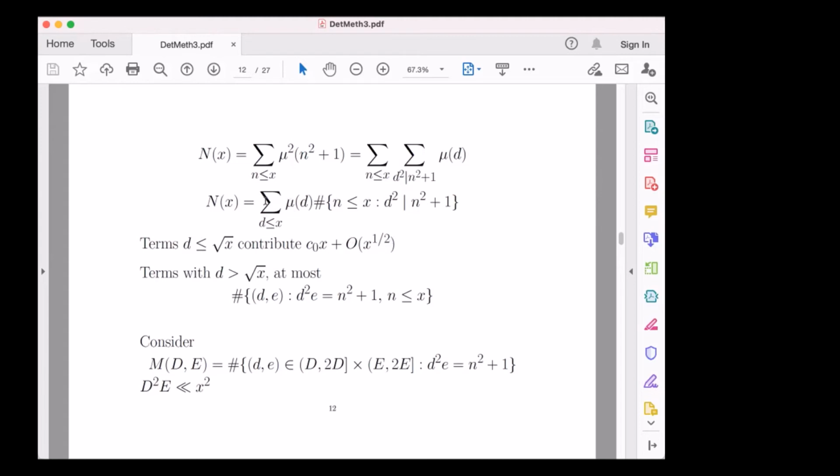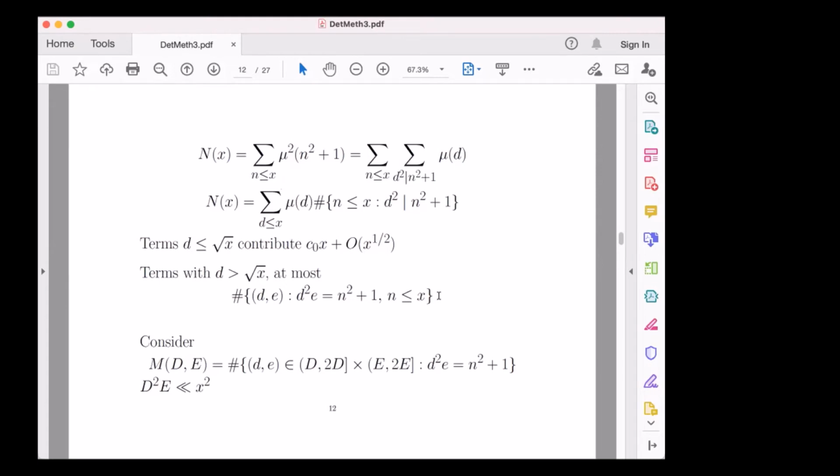So what we need to do is to understand the contribution to this sum here from the values of d bigger than root x. And for these, we will ignore the Möbius function and just look at the number of solutions of d squared times a cofactor e equal to n squared plus 1, where n is at most x. So if you can give an upper bound for this quantity that is of order x to the 7/12, as in my theorem, then that will be sufficient.